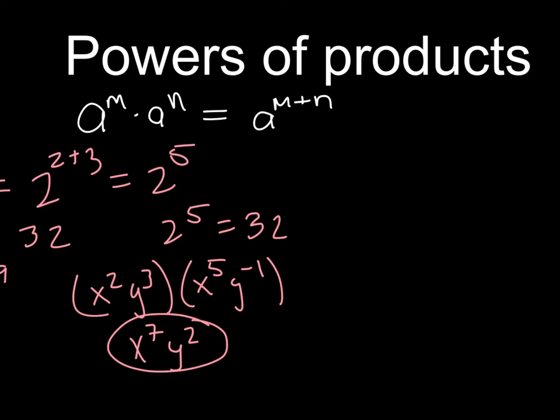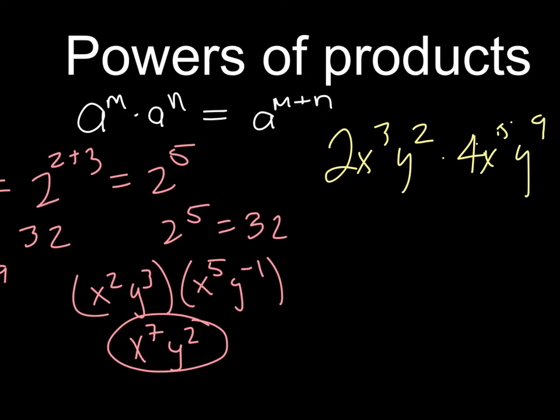If you have coefficients, an example like 2x to the 3rd, y to the 2nd times 4x to the 5th, y to the 9th, then all you have to do is multiply those coefficients first. 2 times 4 is 8. Then we apply the property of exponents. X to the 3rd and x to the 5th gives us x to the 8th. Y to the 2nd and y to the 9th gives us y to the 11th.